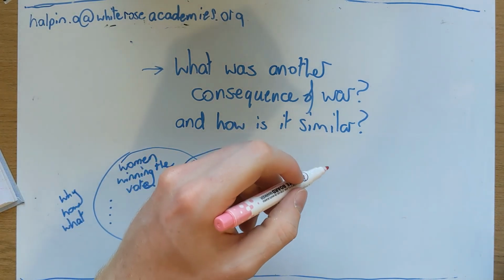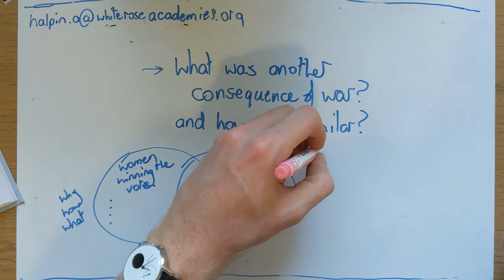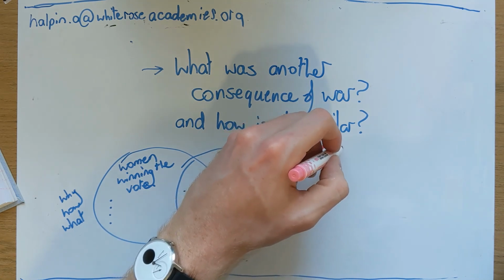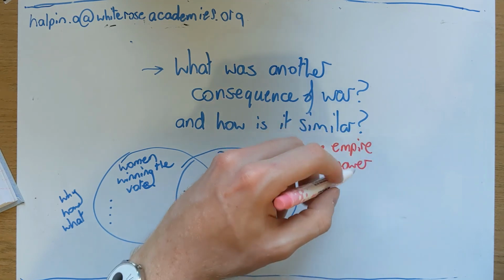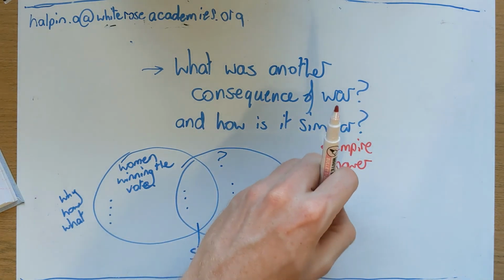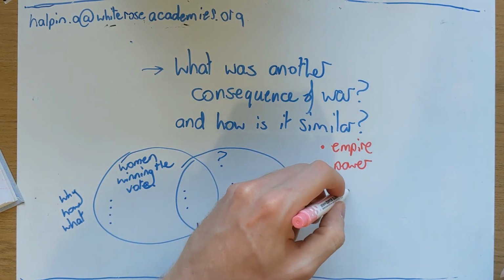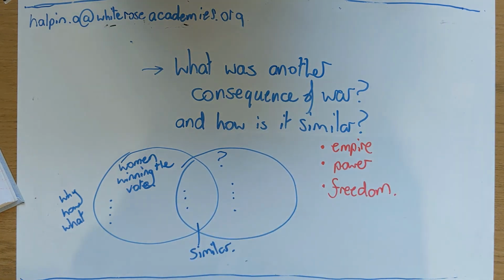Alright, for those people who think they're finished or were really struggling, here are some hints to help you. Think about empire, think about power. Think about empire and think about power. Think about freedom. Now use those to go back and give yourself another minute to try and come up with what that other consequence of war is.